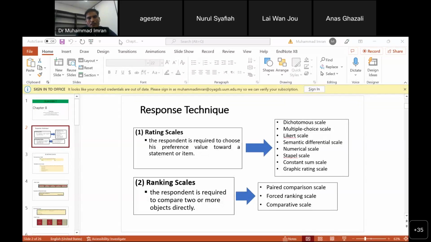Okay, rating scale. And the response technique is divided into two: the rating scale and the ranking scale. The ranking scale is divided into further types. We can have a long discussion about all these types in further slides.